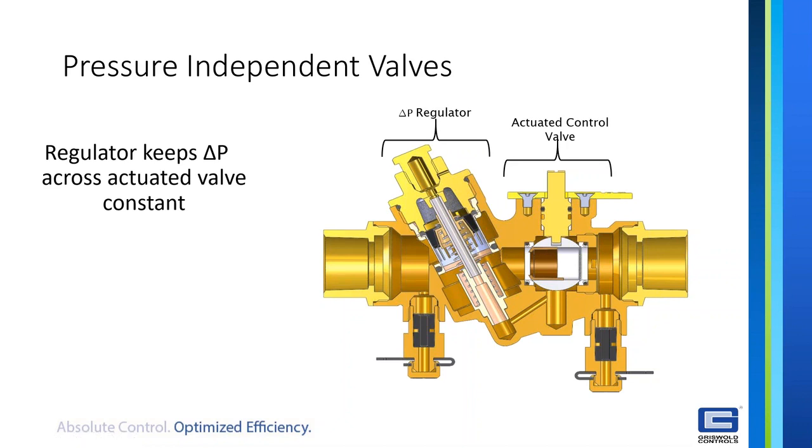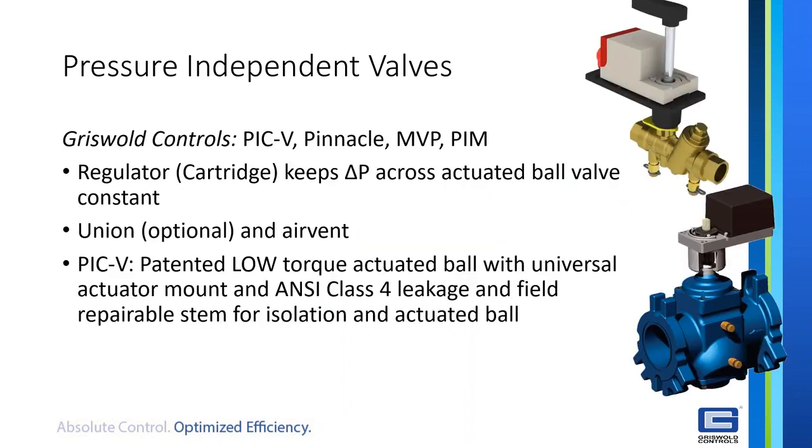Those are the increments when you're ordering it. And the cartridge itself is just maintaining a constant pressure differential across that ball as there are changes in the system. So that's the pressure independent valve, how it works.